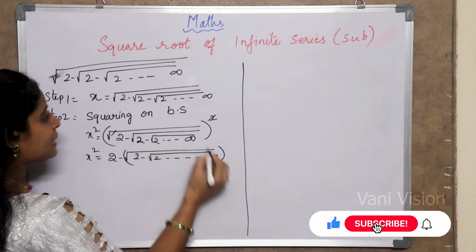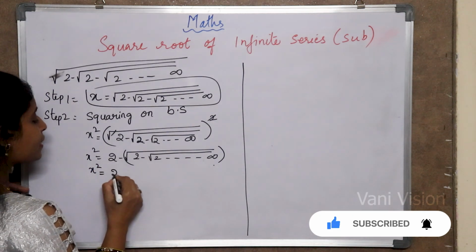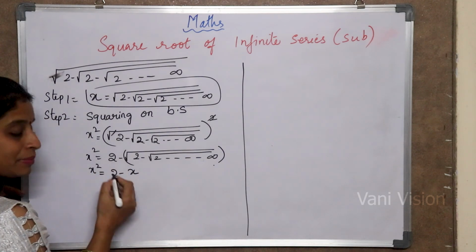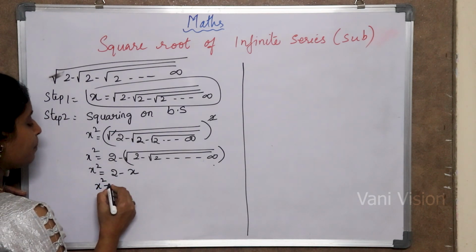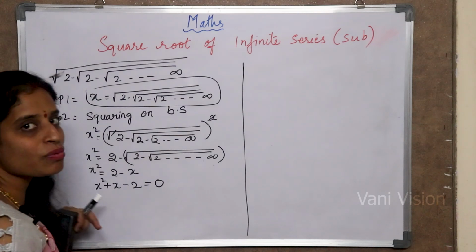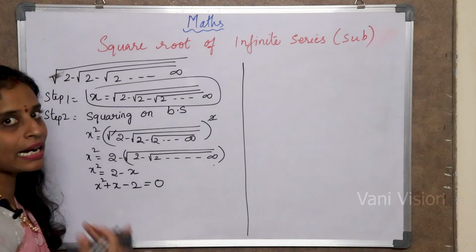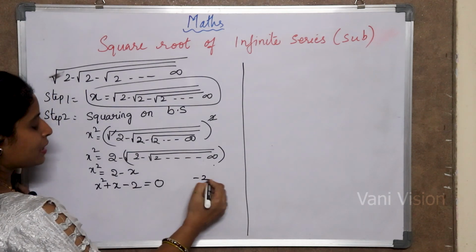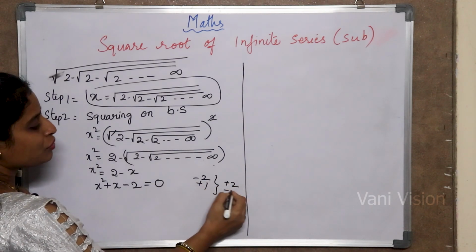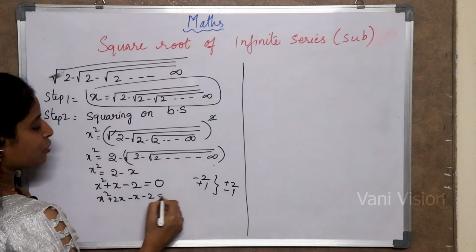As we know, this term is already equated with x, right? So I can write here x square is equal to 2 minus x. Then I shift both the terms to the left-hand side: x square plus x minus 2 is equal to 0. Now this equation is a quadratic equation. It is easy to find the roots of quadratic equations, right? The condition is minus 2 plus 1. So how am I going to take it? Plus 2 minus 1. So x square plus 2x minus 2 is equal to 0.